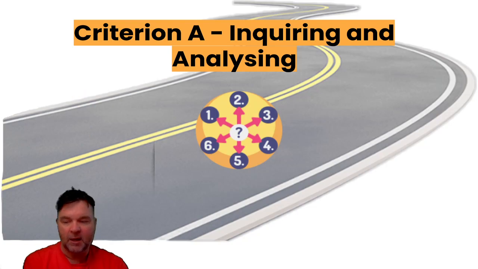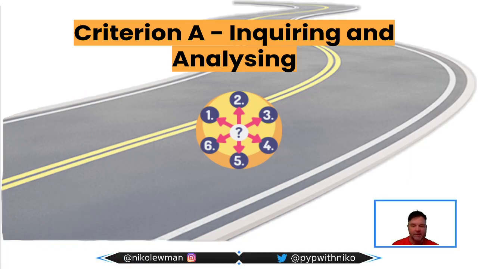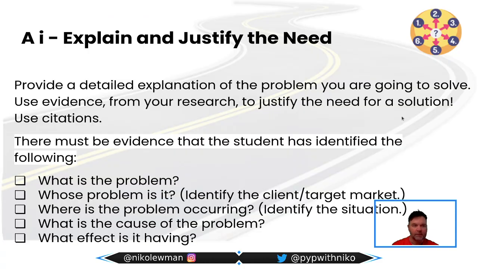Criterion A, inquiring and analyzing. Explain and justify the need. A1. Provide a detailed explanation of the problem you are going to solve. Use evidence from your research to justify the need for a solution.